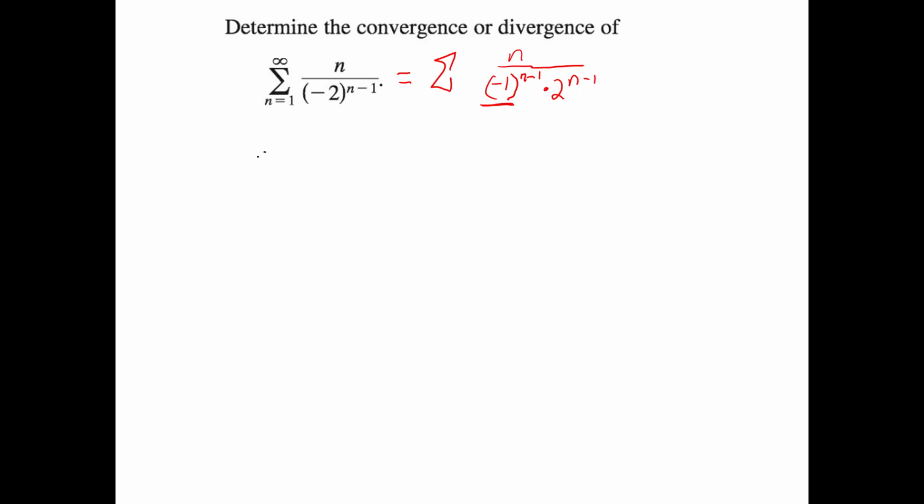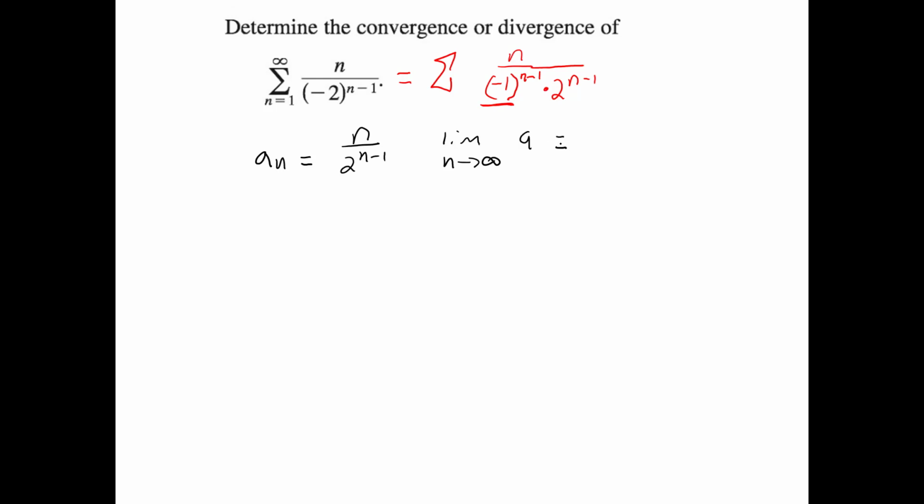So you can see that you have your factor there. And so in this problem, the a sub n is n over 2 to the n minus 1. And we have to show two things in order to apply the alternating series test. We have to show that the terms go to 0. And so that means that we want to show that the limit as n goes off to infinity of the a sub n is 0.